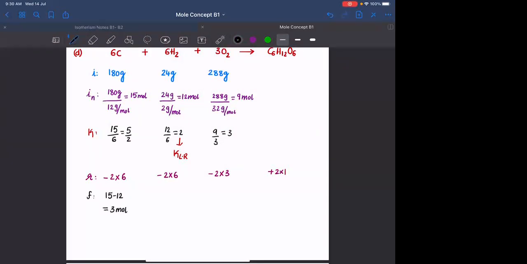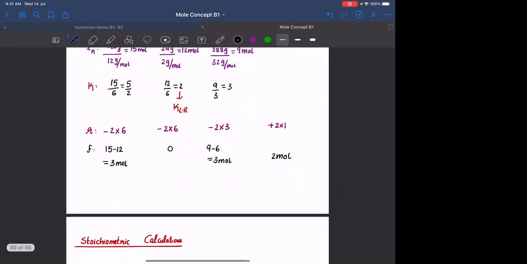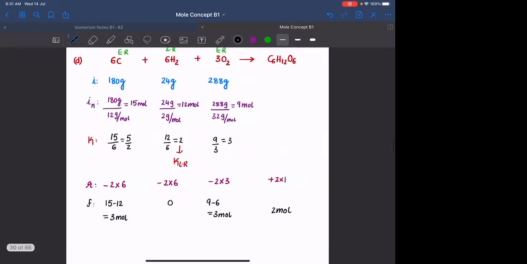3 mole. यहाँ पे as this is the limiting reagent, इसका 0 आना ही चाहिए. यहाँ पे 9 minus 6, which is equal to 3 mole. यहाँ पे finally you have produced 2 mole of C6H12O6. Can you also tell me the amounts left in terms of grams?